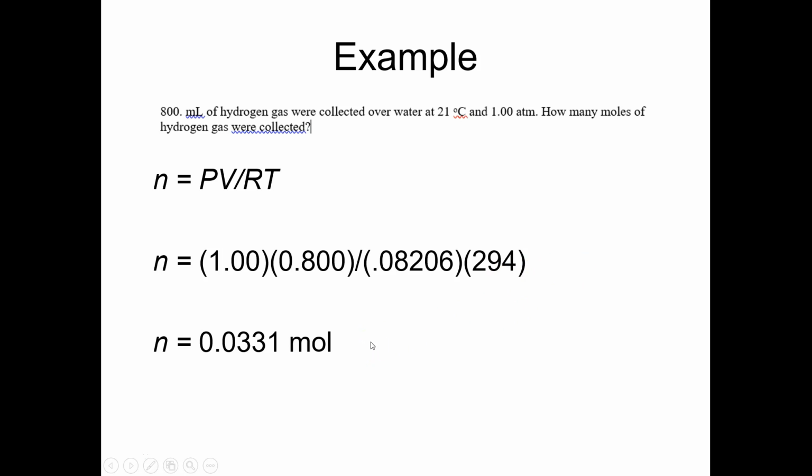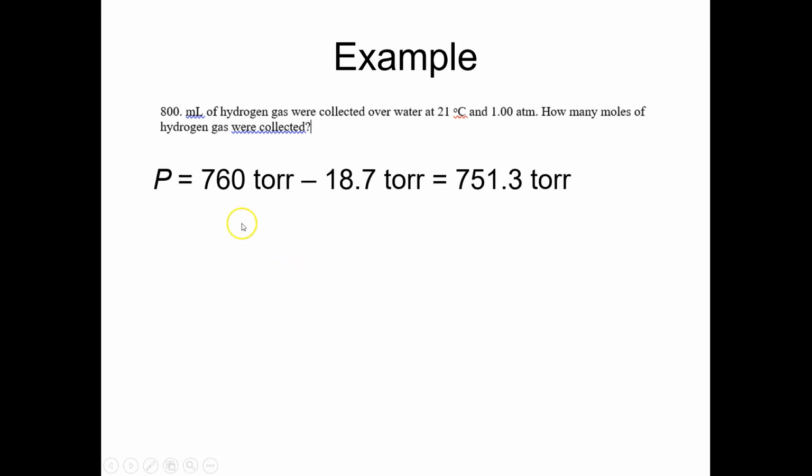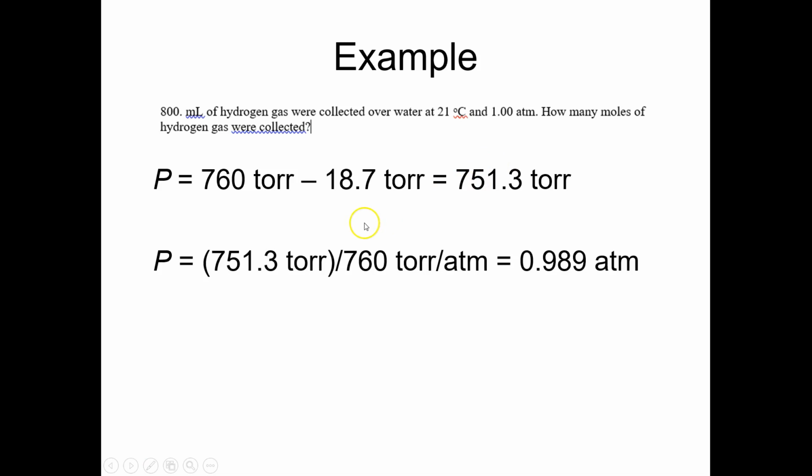But this does not account for the fact that a small portion of that gas sample we collected is not hydrogen, but is water. And so how would we actually do this? We would start by doing a correction to the pressure term. So 1 atmosphere is equal to 760 torr. If you look in the back of your book, what you'll find is that at 21 degrees, the partial pressure of water is 18.7 torr. So we subtract that out, and now it tells us that the actual partial pressure of hydrogen in there is not 1 atmosphere, but 751.3 torr, which we can convert to atmospheres simply by dividing by 760, and so that becomes 0.989 atmospheres.